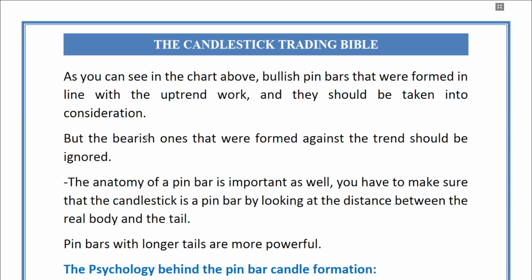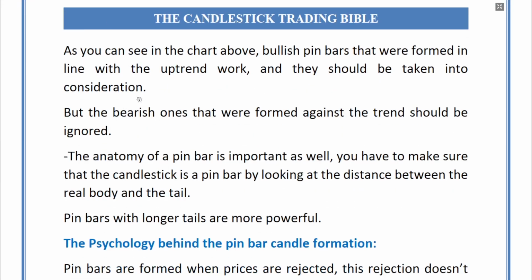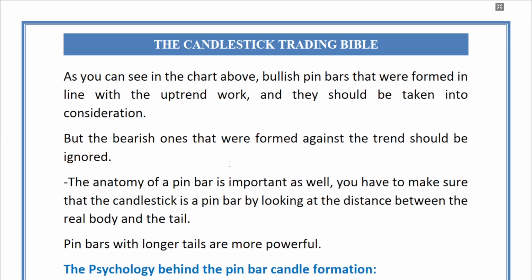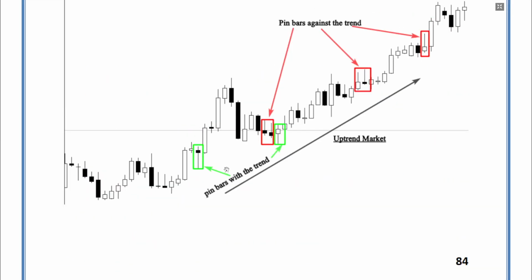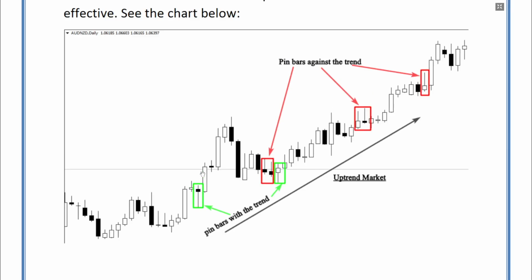I repeat, for you to determine if a pin bar candlestick is an effective bullish pin bar, ensure the tail, which is beneath the real body, is longer than the real body itself. The longer it is, the more powerful it is. As you can see, this bullish pin bar is more powerful.